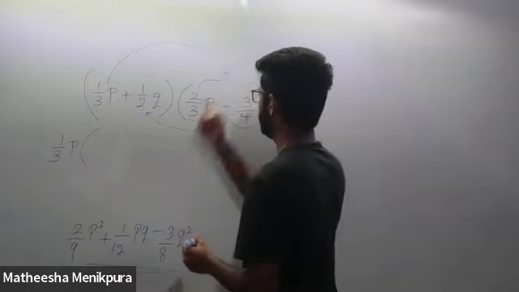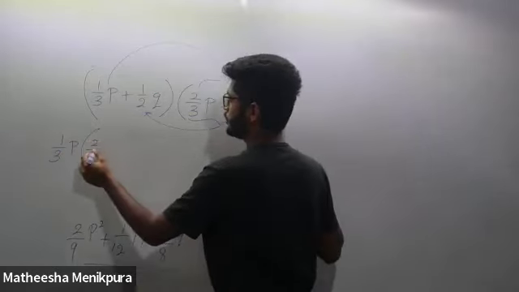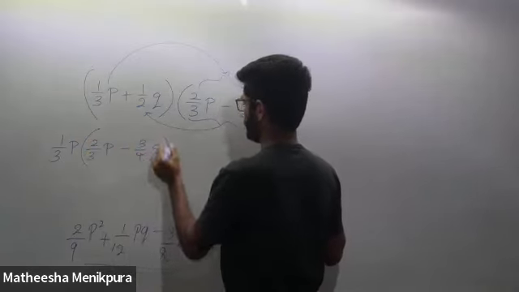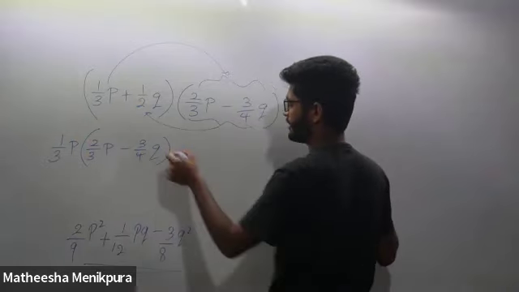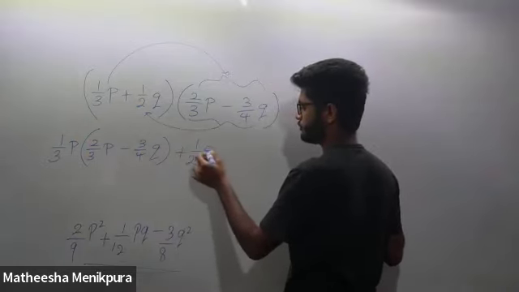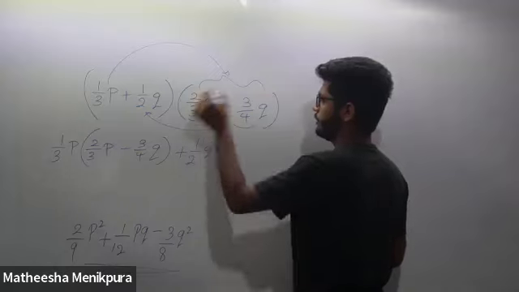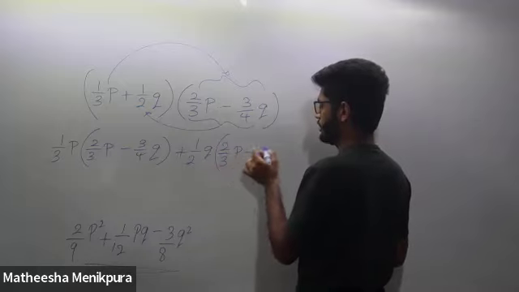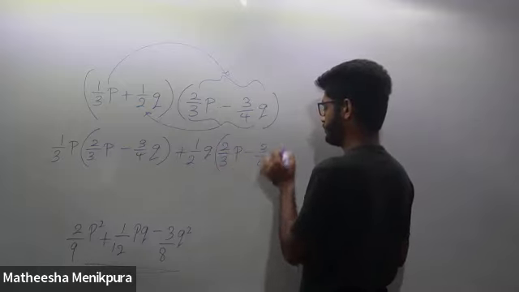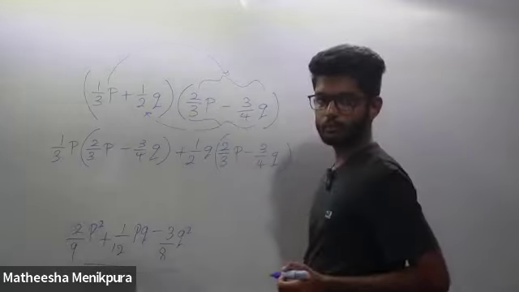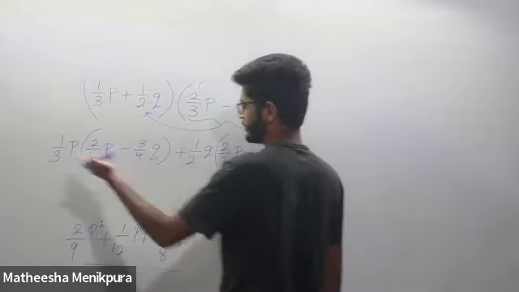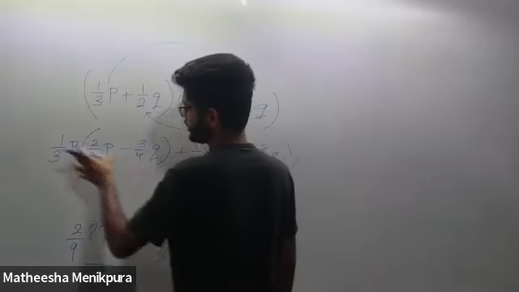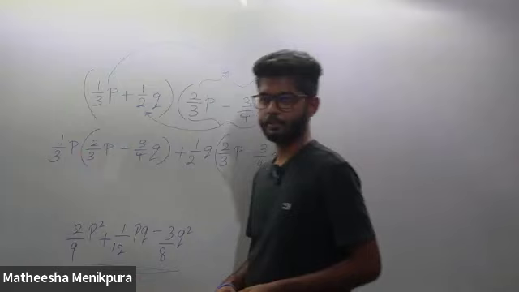1/3p multiplied by 2/3p minus 3/4q, and we have plus half q multiplied by 2/3p minus 3/4q. So we have to multiply this. Now let's remove the brackets. Multiply each and every term inside this bracket by 1/3p.